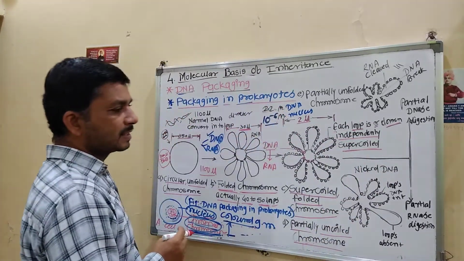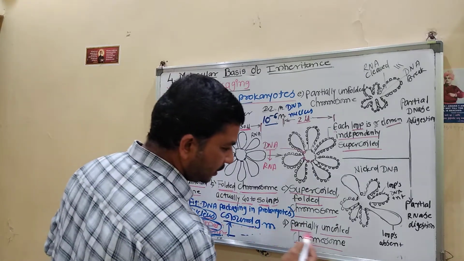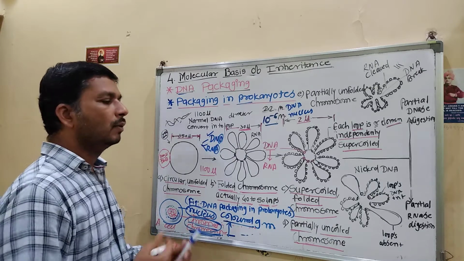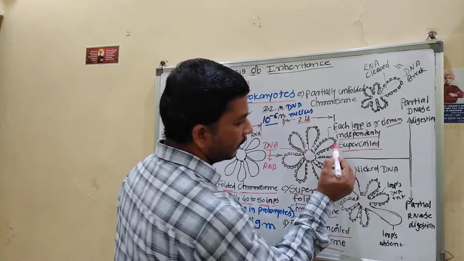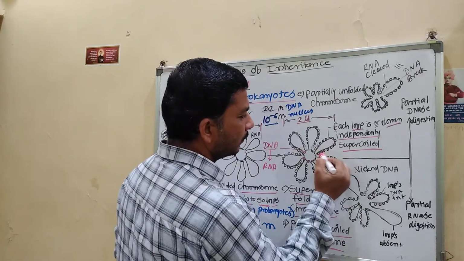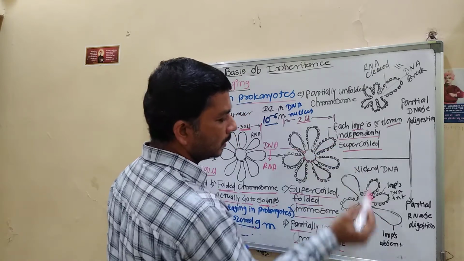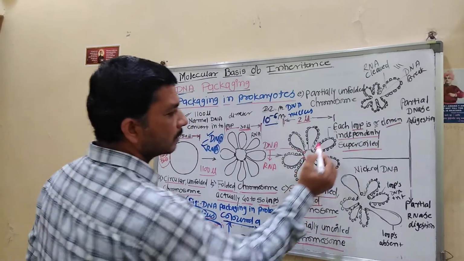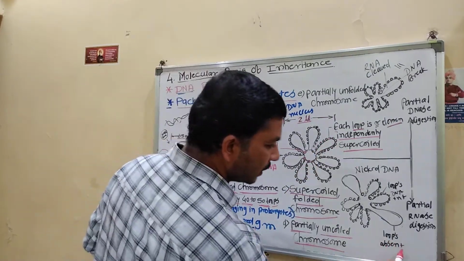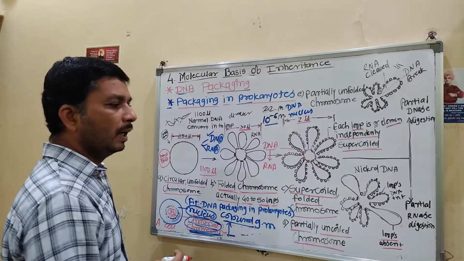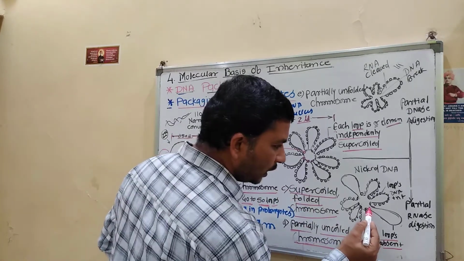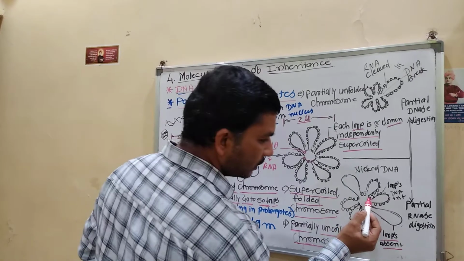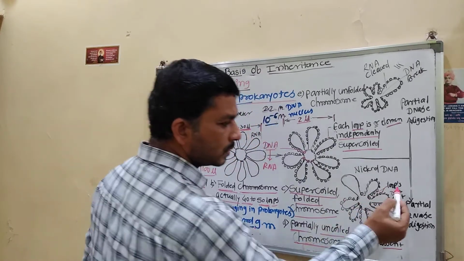Then the next step is the partially uncoiled chromosome. The chromosomes are partially uncoiled. Here, this is the formation of independent loops. Here, this is partial. The loops are absent there. These loops are present there. The loops are absent here, and here the nucleus is also absent. Here, we found the nucleus is present. Loops are also present.